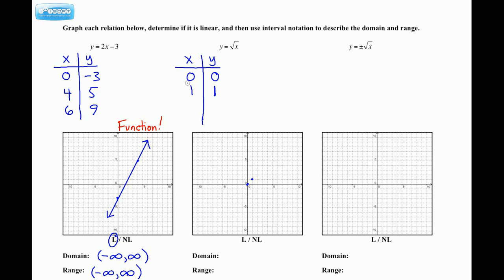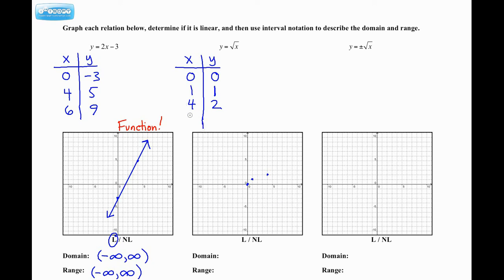So let's pick the next x value that would give us a nice answer. I believe that's 4, because the square root of 4 is 2. So I can plot that: 4, 2. There we go. You can see already it's not linear. I think we'll plot one more, because I believe that's all the room I have.